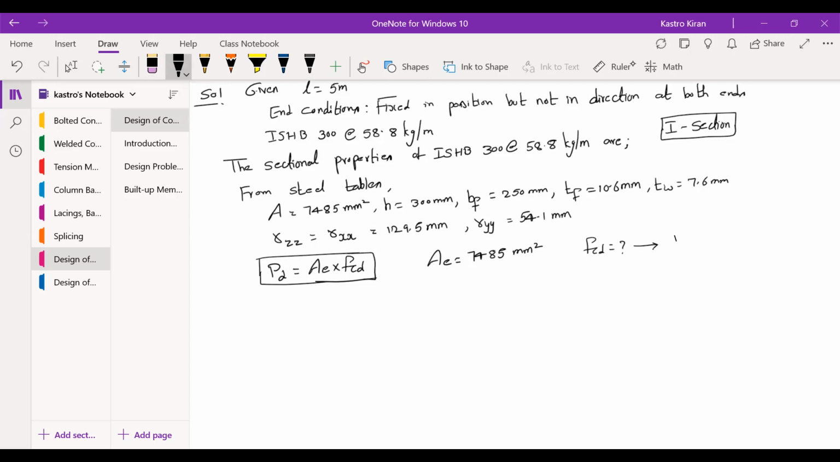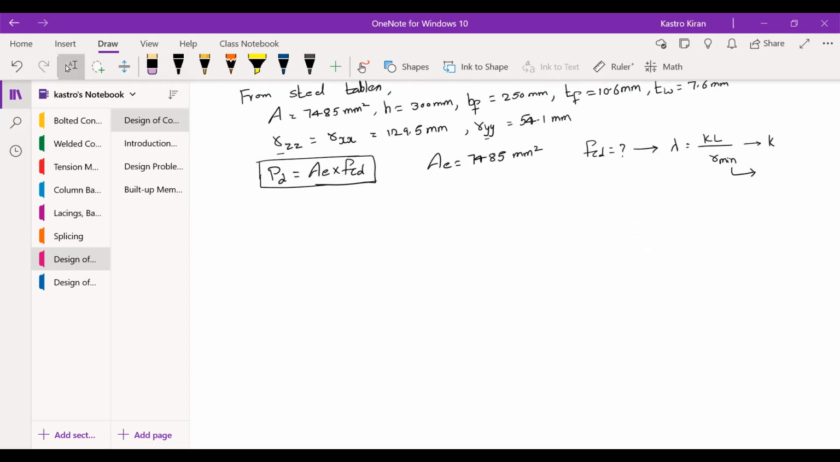In order to find the value of FCD, you need to have the slenderness ratio value. How will you find the slenderness ratio value? Which is KL by R minimum. Here you need to find the value of K. How are you going to find the value of K? You're going to find it from page number 45 of IS 800 2007. Anyways, I'll get back to that. Once you find the value of K, you also have to find the value of R minimum. For R minimum, you have two values, RZZ and RYY. Let's look at which is the minimum value and then solve for this one.